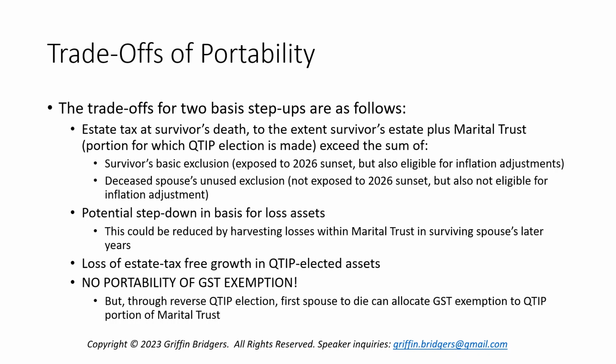We have to consider the GST tax and consider that there's no portability of the GST exemption if the portability election is made. But we do have the ability through the reverse Q-tip election to allow the first spouse to die to allocate GST exemption to the Q-tip portion of the marital trust, such that the survivor could then allocate it to their own other assets or to the non-Q-tip portion down the road if they wanted to.